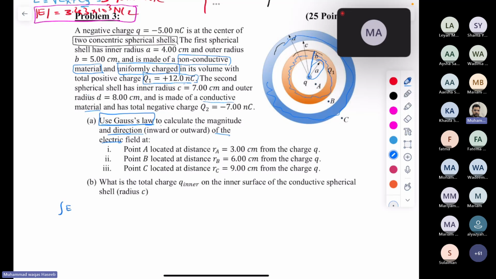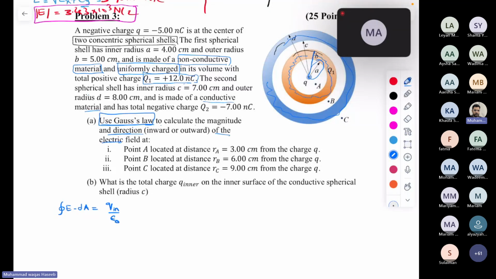So what is Gauss's law? Gauss's law says that the total flux through any closed surface is nothing but the charge enclosed divided by epsilon naught, the permittivity of free space.